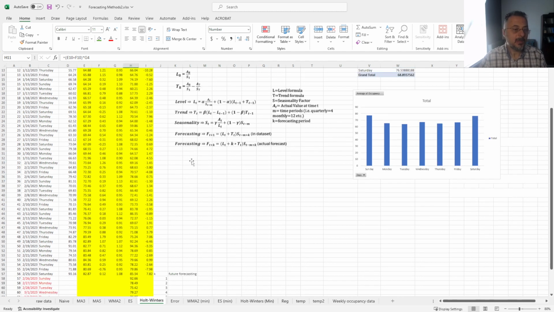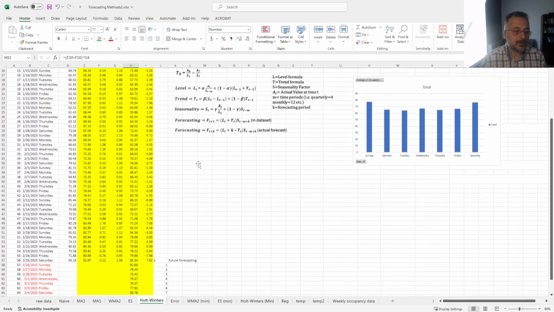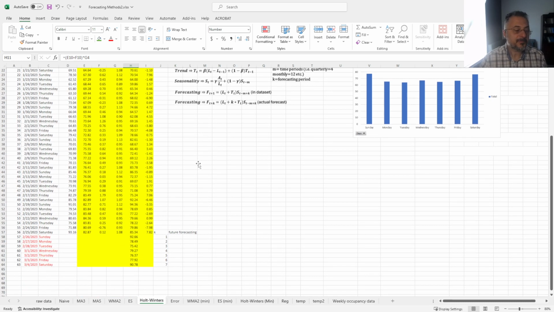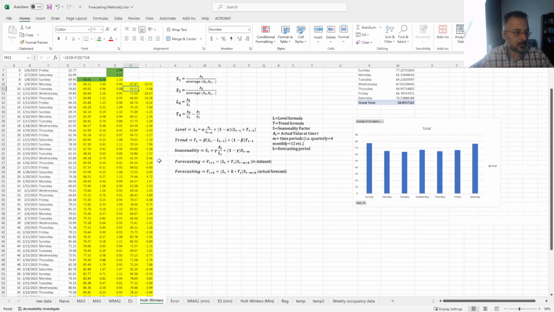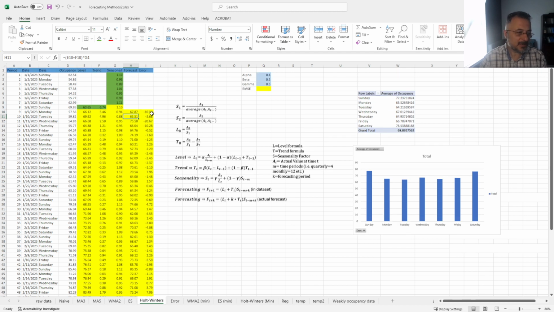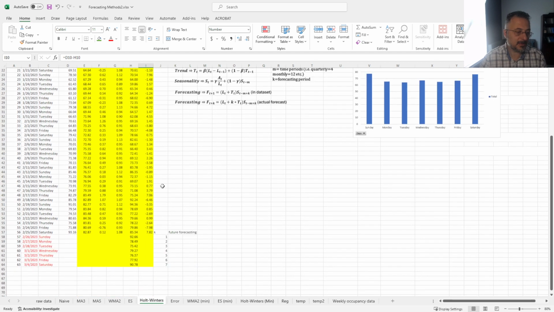Now, let's move this here. Actually, we can see it. So far, we are all done. Basically, we calculated the initials and the in-data forecasting. I also added a forecasting error calculation, but we are going to talk about that a little bit later.